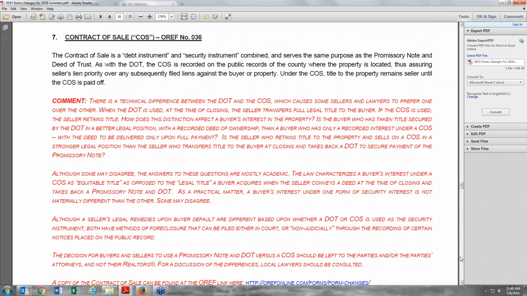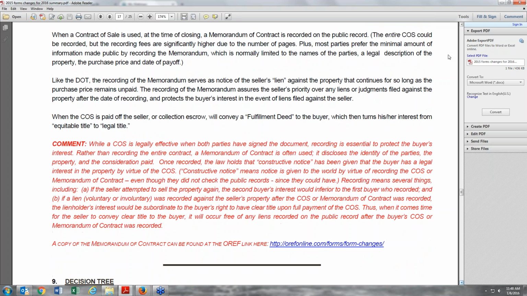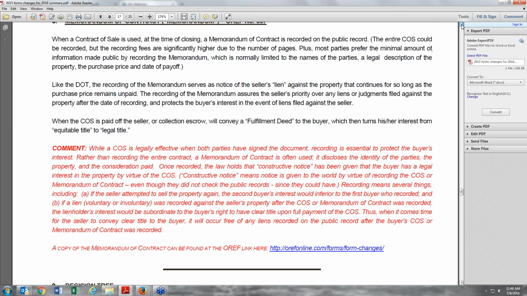And then we have a memorandum of contract to record that is just a bare bones one-page document so that it gets recorded on the public record.